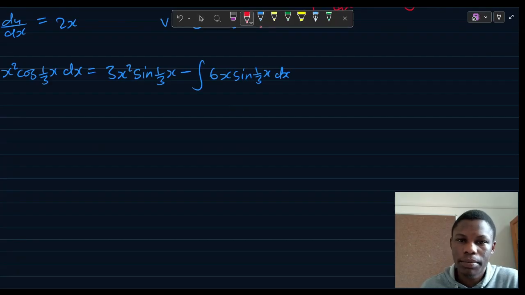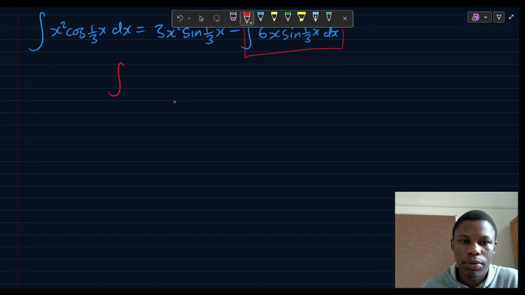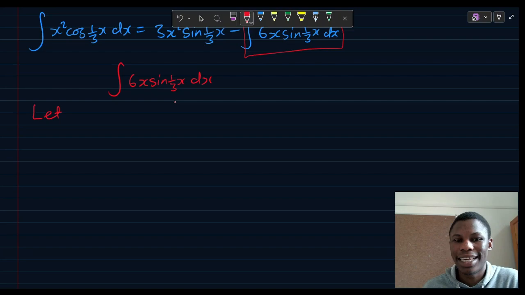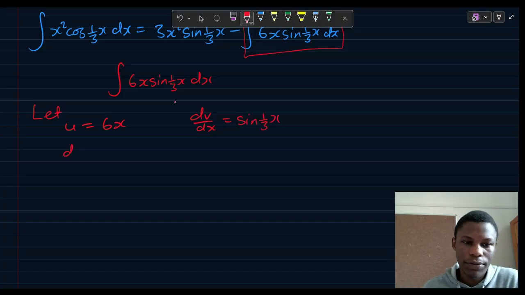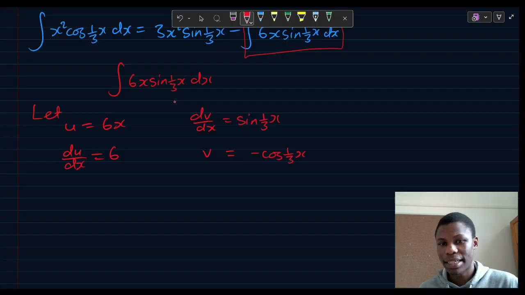So this part here, we still have to integrate that by parts. So let's do that. We want to integrate 6x sine 1/3 x with respect to x. Let u, again, we've got algebra and trig, so the algebra has to be the u by late. And dv dx here is sine 1/3 x. So if you differentiate 6x, you get 6. If you integrate sine 1/3 x, you get negative cosine of 1/3 x.